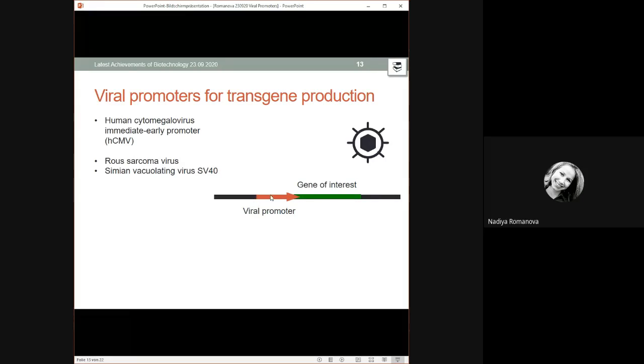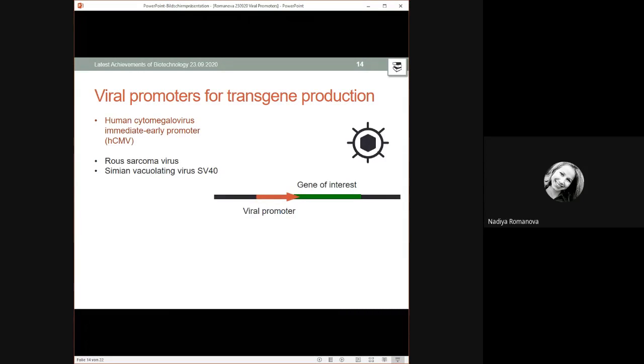Usually it's done as follows. We know the promoter sequence from the viruses, and then we can clone it directly before the gene of interest. And because the viral promoters are usually very concise and very strong, you can get a lot of gene of interest in the end. There are three promoters from three viruses which are usually used in the industry. These are the human cytomegalovirus immediate early promoter, the HCMV, the Rous sarcoma virus, and also the SV40, the simian vacuolating virus. The most important of them is the CMV virus and the CMV promoter.